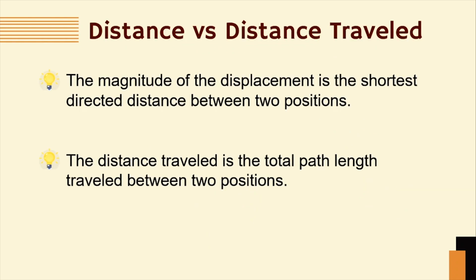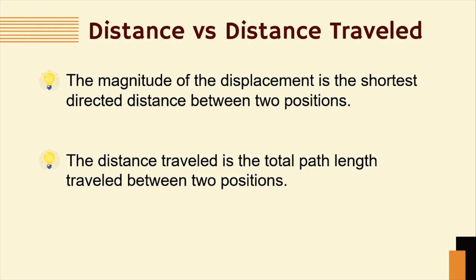Please also take note that the magnitude of the displacement is the shortest directed distance between two positions. Do not confuse distance with distance traveled. In physics, they have different meanings or interpretations. Again, distance is defined to be the magnitude of the displacement between two positions. On the other hand, distance traveled is the total path length traveled between two positions.